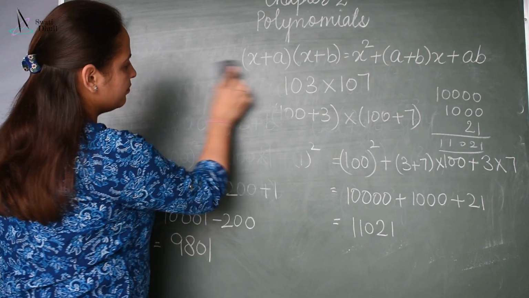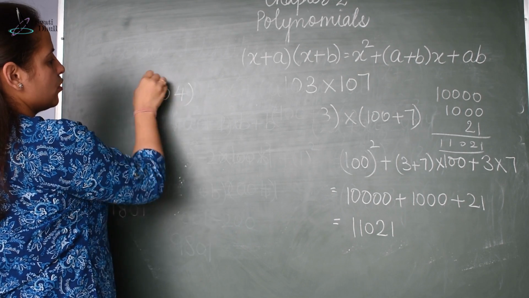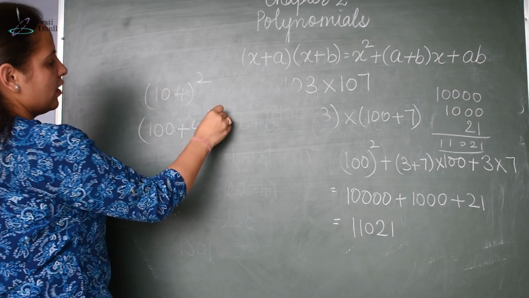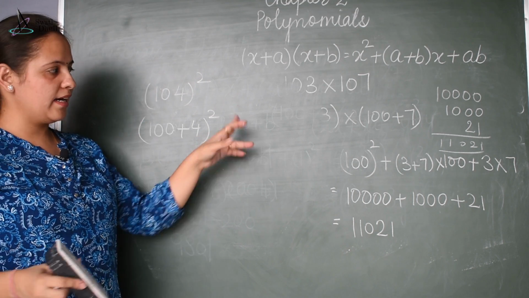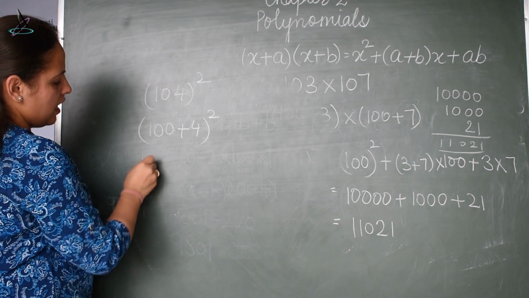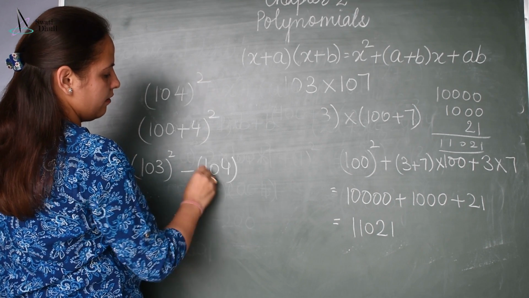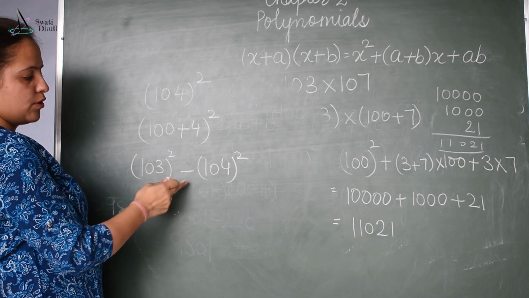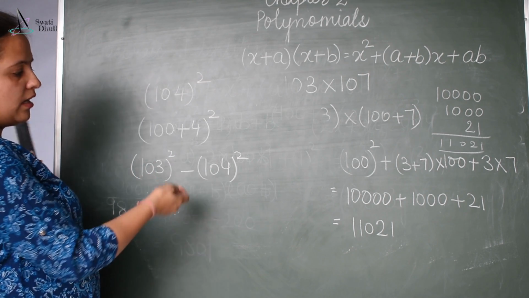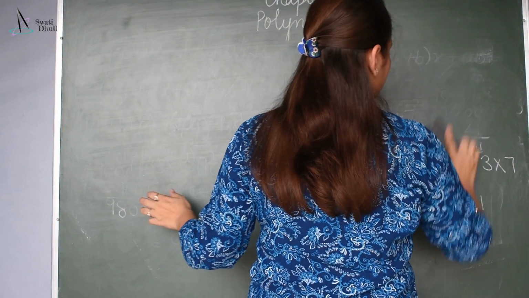Now similarly, it can be asked: what is 104 whole square? So you can do it as 100 plus 4 whole square. So you can apply that (a + b) whole square identity. Similarly, you can be asked 103 whole square minus 104 whole square. So you can simplify it: 103 whole square minus 104 whole square is (a + b) into (a − b). So you can do it by your algebraic identities without multiplying it.